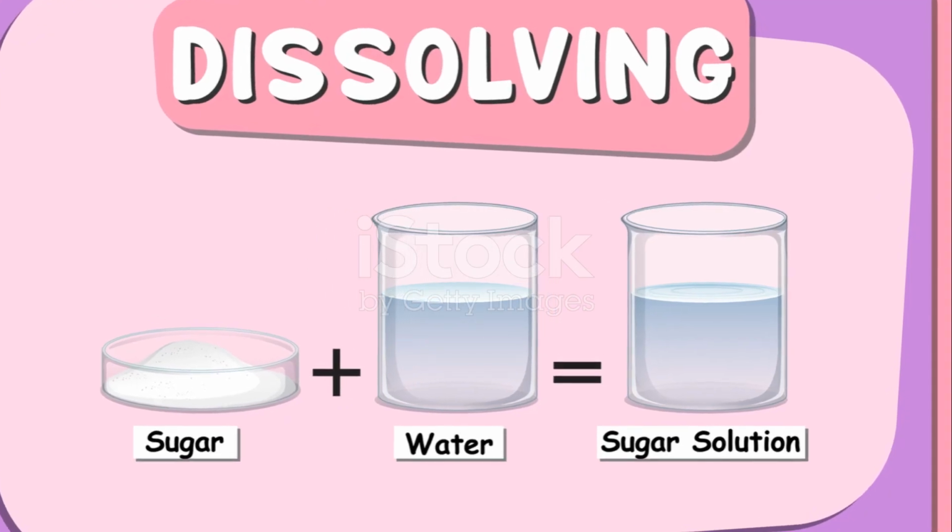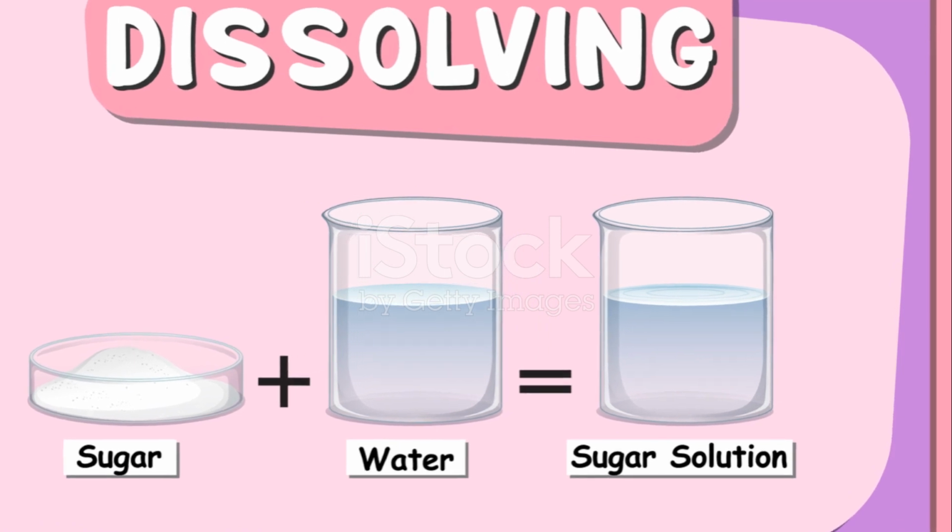On the other hand, non-electrolytes are substances that don't dissociate into ions when dissolved in water. As a result, they don't conduct electricity. A common example is sugar. When you dissolve sugar in water, it breaks down into molecules, not ions, so the solution doesn't conduct electricity.